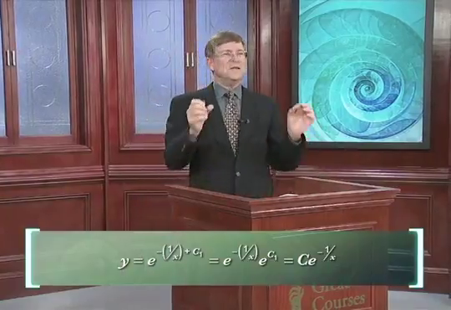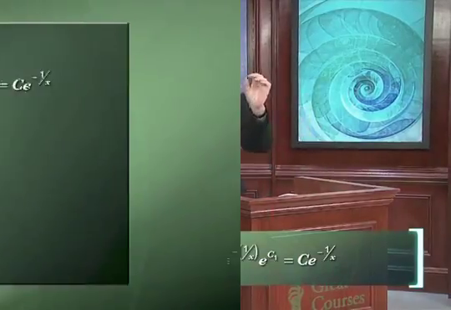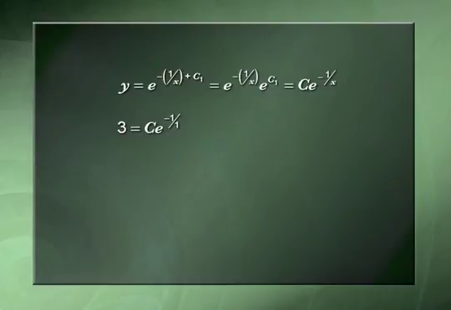Now, how do you find the initial condition? Well, you plug in x equals 1 and y equals 3, and you get that 3 equals ce to the minus 1 over 1. X is 1 in the denominator there. And that's e to the minus 1. So I have 3 equals ce to the minus 1. E to the minus 1 is 1 over e. So if I multiply it through, c is 3e. So now I know the particular solution. It's y equals 3e times e to the minus 1 over x.